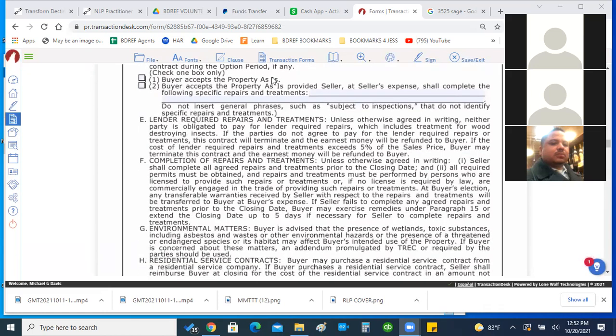All right, this right here, buyer accepts the property as is. So something that we used to do in the past, that's why they had to put it in there, we would put property as is subject to inspections. We can't put that there anymore.